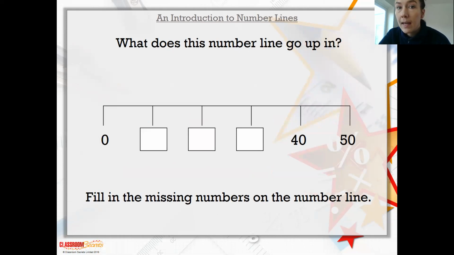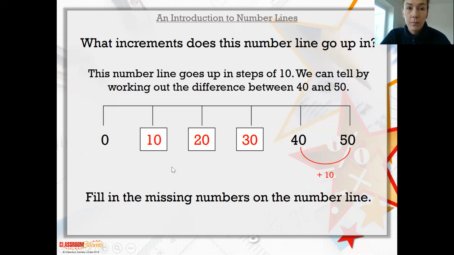Then you could be asked a question such as, what does this number line go up in? And obviously you've got two numbers there to help you along, 40 and 50. Obviously between 40 and 50 there's 10. So I think that this number line is going to be going up in tens. So it goes up in tens. We can tell this by working out the difference between 40 and 50. So there we go, we've filled in the missing numbers again.